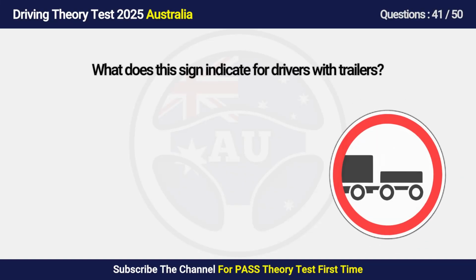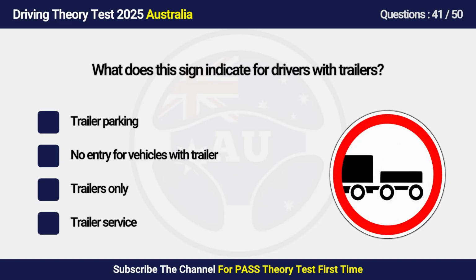Question 41. What does this sign indicate for drivers with trailers? A. Trailer parking. B. No entry for vehicles with trailer. C. Trailers only. D. Trailer service.